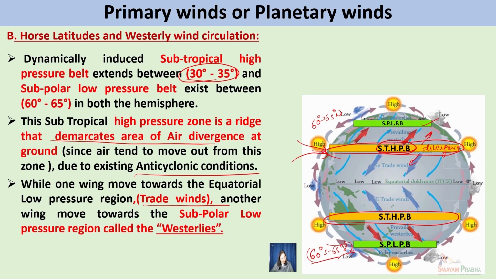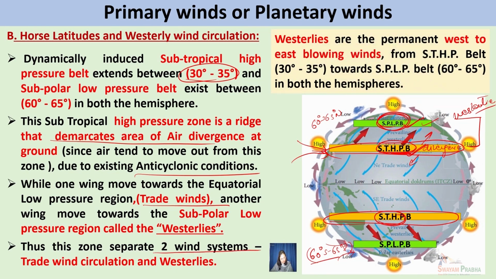Another wing moves from the subtropical high pressure belt toward the subpolar low pressure belts in both the hemispheres. And these wind systems which blow from subtropical high pressure belt towards the subpolar low pressure belts are called as westerlies. Thus, this zone separates two wind systems. One is trade wind system of the tropical areas and another one is the temperate wind circulation which blows in the area between 40 to 60 degree latitudes in both the hemispheres.